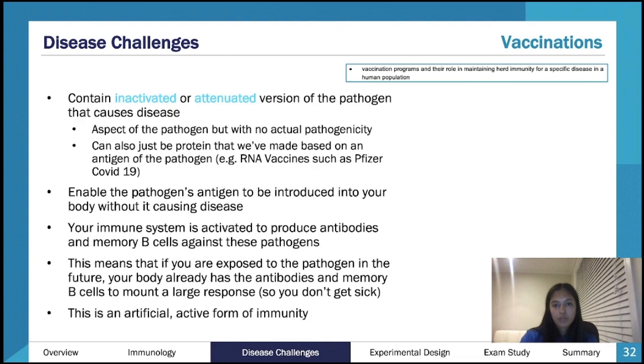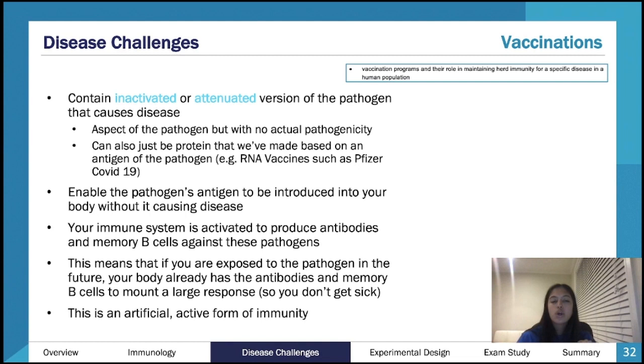So in terms of vaccinations, the process is kind of what I've just described in the previous slide. We work to get immunity by injecting a little part of a pathogen into ourselves. We saw this whole process of your APC and clonal expansion, all of that. We want the end result of antibodies, but we don't want the initial result of getting sick, right? So that's why we use an inactivated form of the virus, or an attenuated or weakened form.